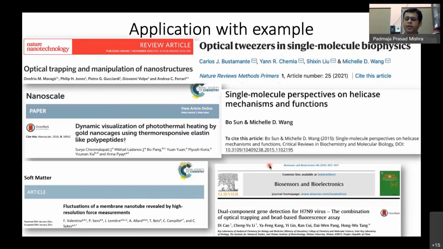And there are many applications. If you just search for the applications or uses of optical tweezers, the number of publications that you can find is exponentially increasing. A lot of people are describing applications of optical tweezers, like optical tweezers and manipulation of nanostructures, dynamic degradation of photothermal heating, single molecular perspective of helicase mechanism and functions, studying single molecule biophysics, and many more applications.